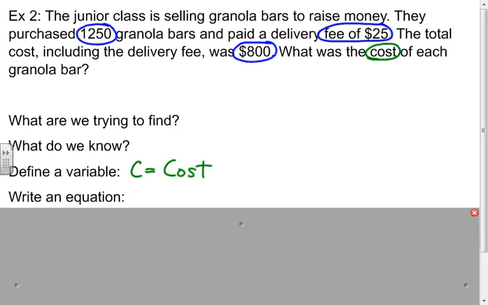Next, we need to write an equation. Okay, let's think about this for a second. They bought 1,250 granola bars.